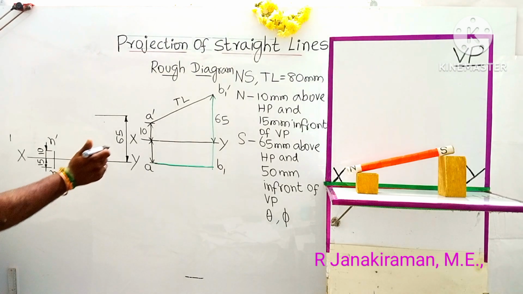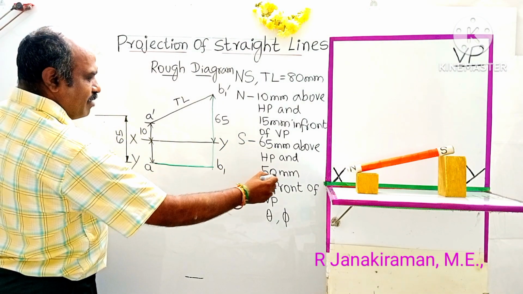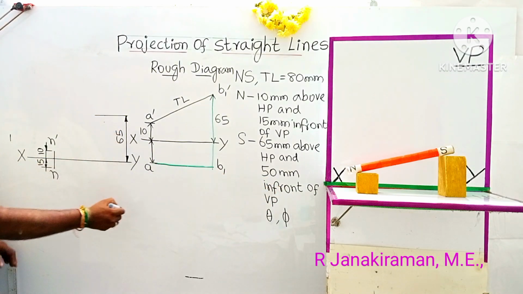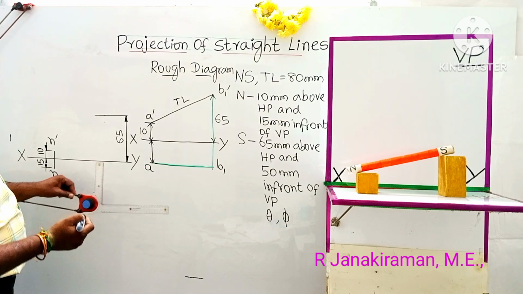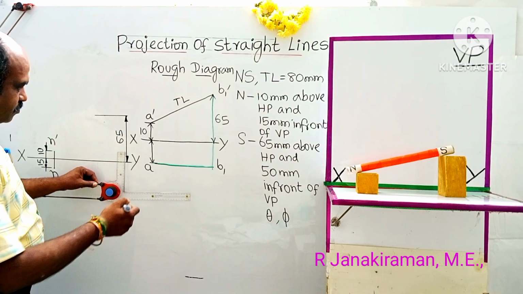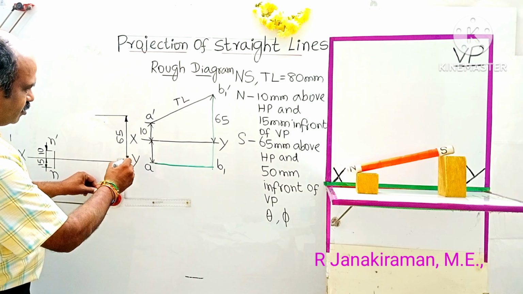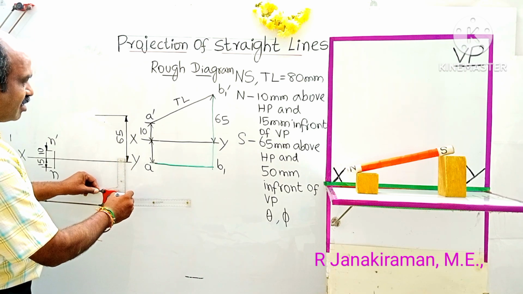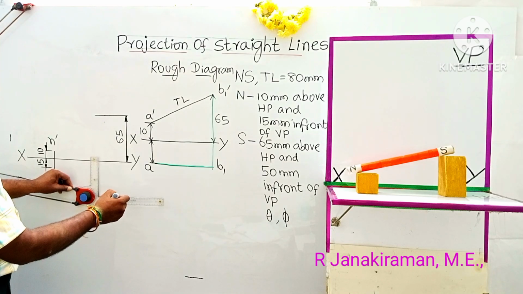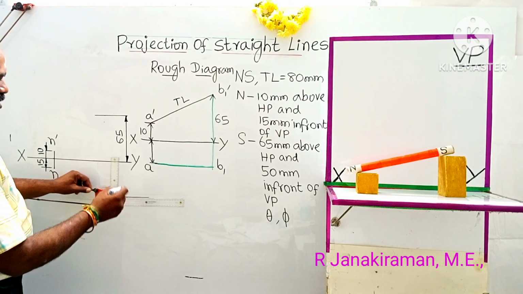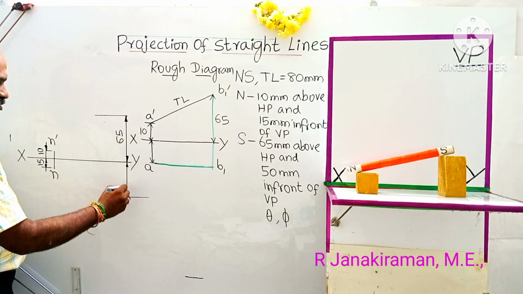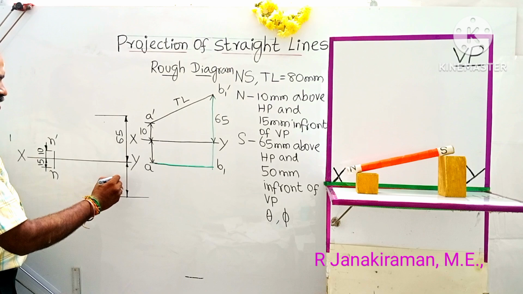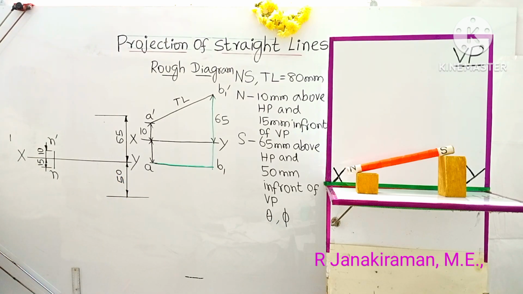Similarly, another end point S is 50 mm in front of VP. In front will always come below the XY line. That we are going to plot here. Using the vertical scale, mark a point 50 mm below the XY line. There you draw one horizontal line. Then you dimension this 50 mm, put two narrow arrows, and shade them. This distance is 50. Understand? Right.